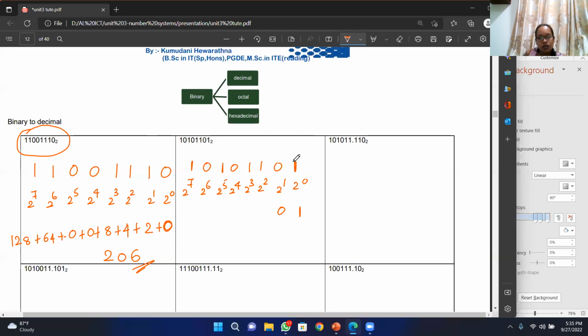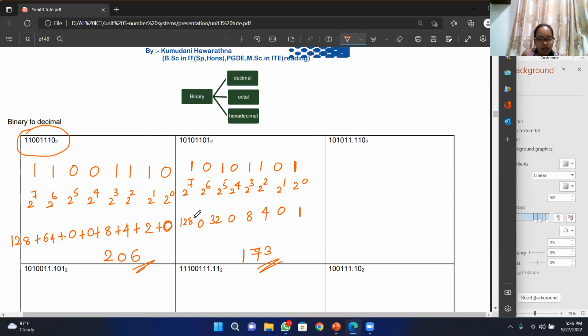2 to the power 0 is 1. 1 into 1 is 1. Here 0. Here 4. Here 8. Here 0. 32. 0. 128. 8 and 2 is 10, 10 and 8 is 18, 18 and 4 is 22, 23, remaining 2, 2 and 2 is 4, 3, 7. Yes, correct, 173.